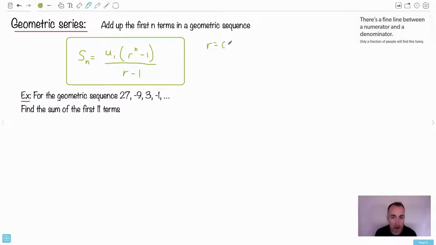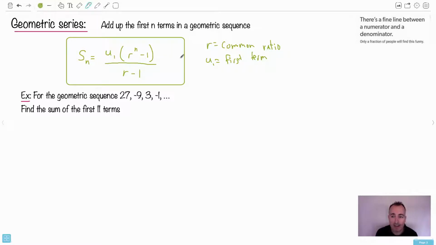Remember, R is still your common ratio. U1 is still your first term. So sure, it goes differently. U1 times R to the power of n minus 1 over R minus 1. It looks a little bit gross, but just take your time with your calculator.